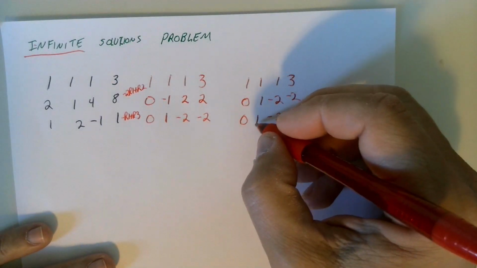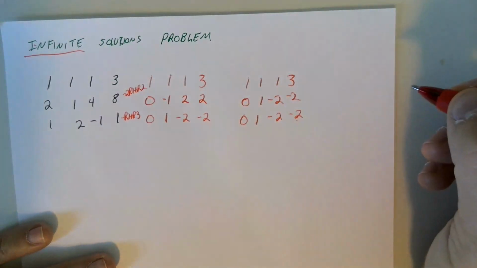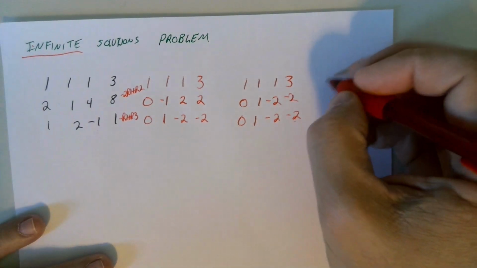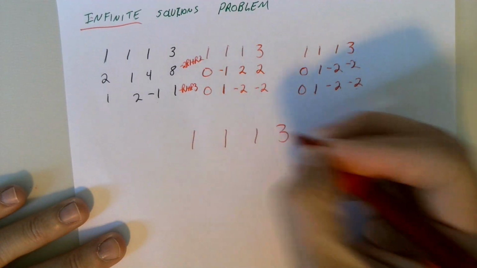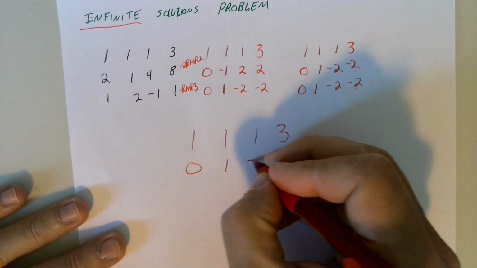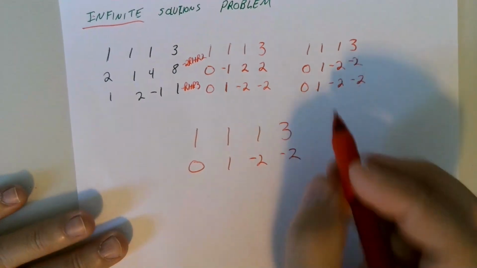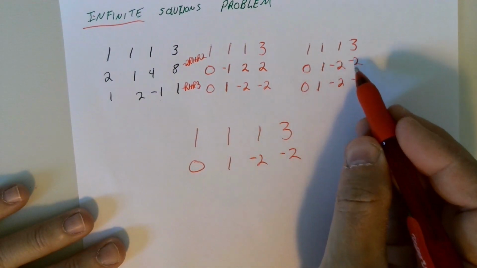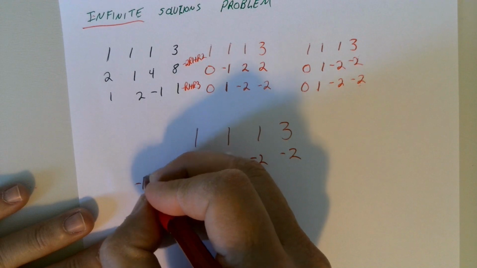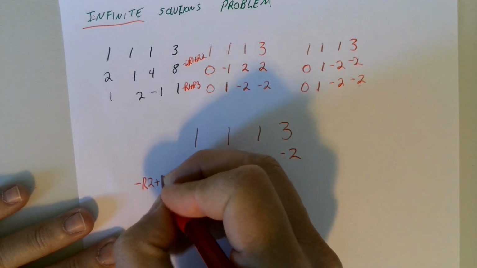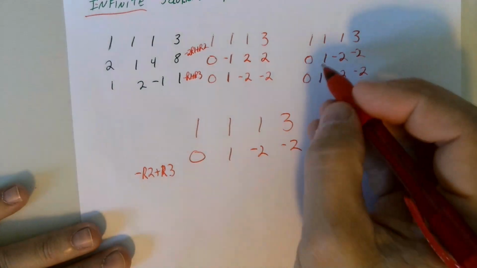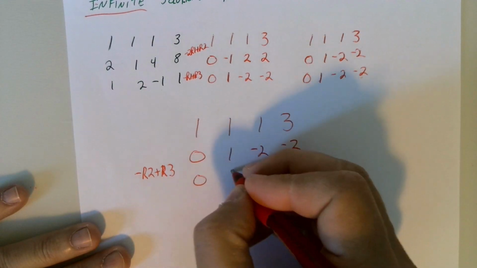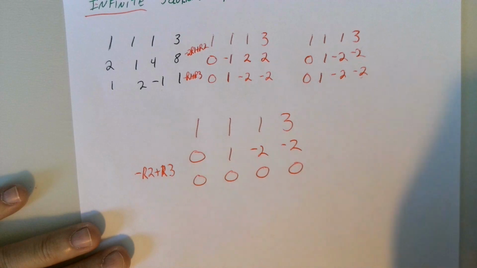So I need to get this to become a 0. That's my next step in getting REF. So my top line's good, right? In fact, I'm going to do it a little bit bigger here. So 1, 1, 1, and 3 is good. 0, 1, negative 2, and negative 2 is good. And now I'm going to do negative R2 plus R3, like that. And you'll see that I'm going to get 0, 0, 0, 0.